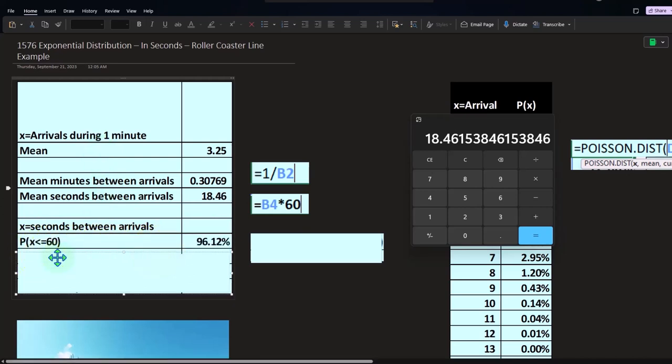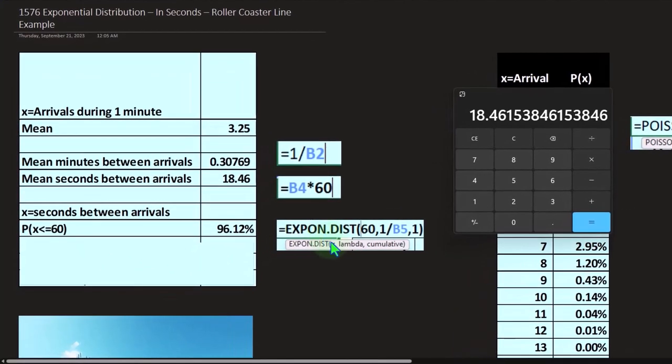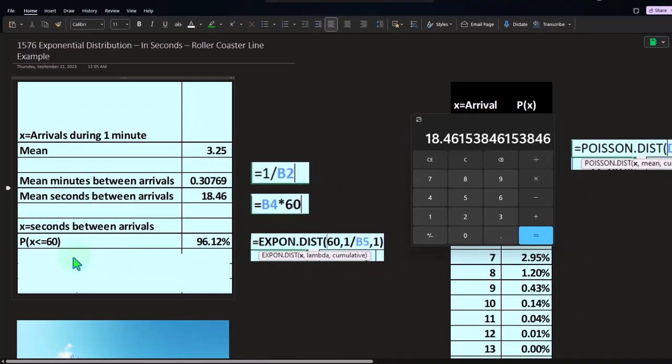So now we can ask questions like, what if X was less than or equal to 60 seconds, so that being 1 minute. We can use our expon.dist function, which looks a lot like the poisson.dist function. X now being the 60 in this case, and then lambda is going to be 1 over this 18.46, the mean seconds between arrivals. And then comma, the cumulative versus non-cumulative. In this case, we want it to be cumulative because I'm adding everything up, the probability from 0 up to and including the 60.